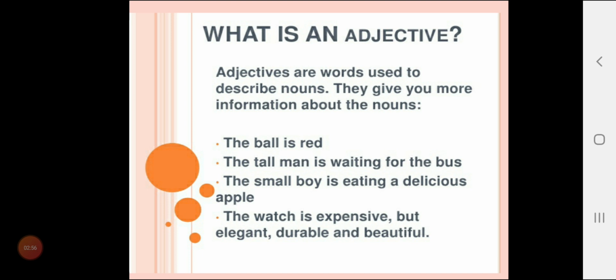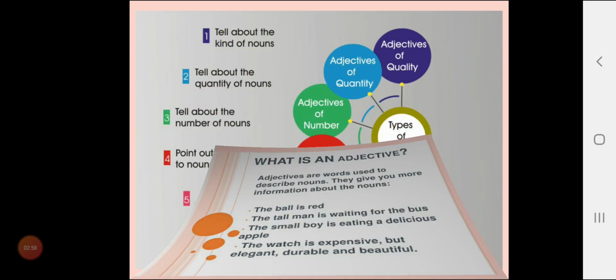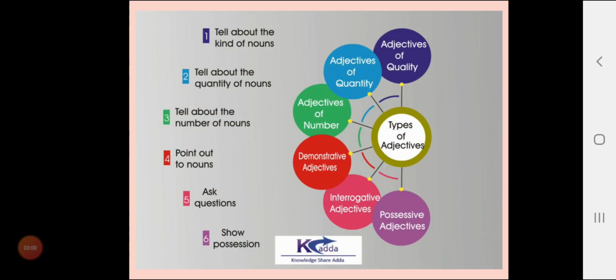Now let us see how many kinds of adjectives there are. There are many kinds of adjectives. So first of all, we have adjective of quality, adjective of quantity, then adjective of number, and then demonstrative adjectives, then interrogative adjectives, then possessive adjectives. So here is a short description. First of all, the adjective of quality defines the kind of nouns or the quality of nouns.